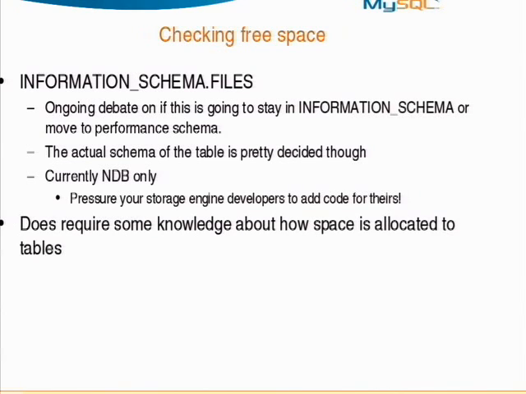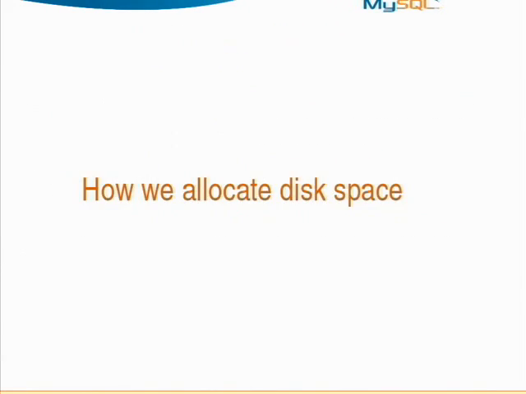It's a lovely design thing we get to debate out. The actual schema of the table is pretty decided and supports every possible way you could put data in files. So for any storage engine that comes along, you can actually reasonably put rows into the information schema table. It currently only has information about NDB tables, but you can pressure your favorite storage engine developer to add the code required to their handler. And you do need, of course, to understand the output on this table, a bit of knowledge about the internals. I'm getting the time thing, so I'm going to talk really, really quickly soon.